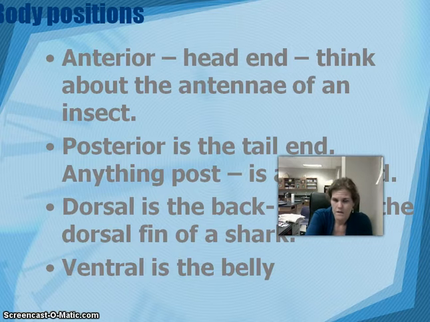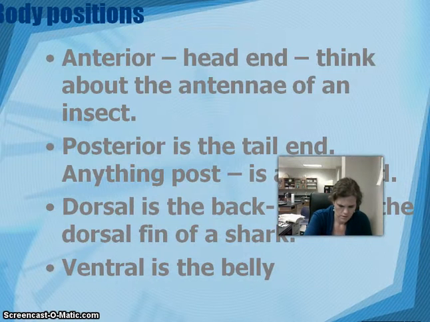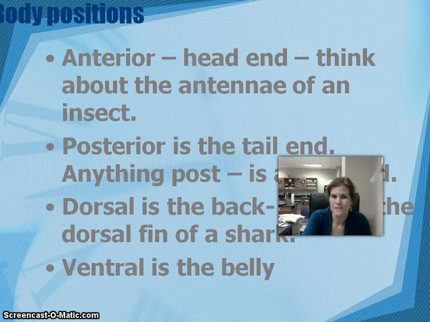Dorsal is the back, and so I drew the dorsal fin of a shark. So that's an easy way to remember that the dorsal is the back. And then ventral is the belly. So label those positions. And then what you're going to do over to the side, you're going to label each of those 8 through 12 as either dorsal or ventral. And I will tell you that the navel of a killer whale is its belly button. So pause me while you do that.